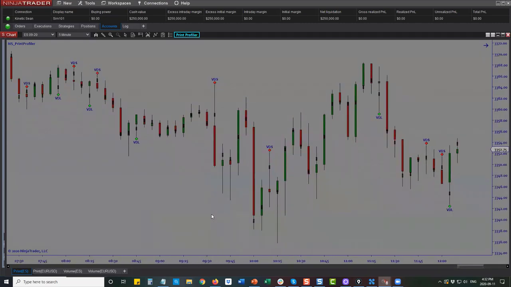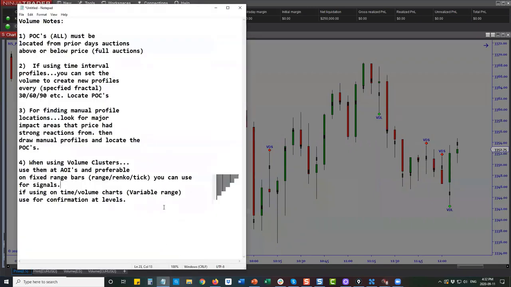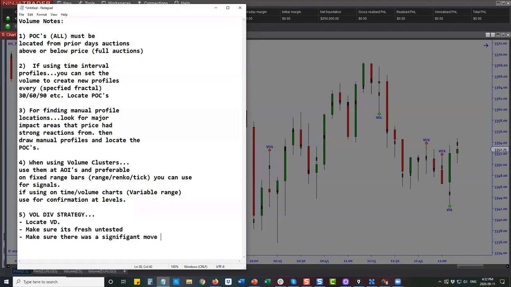The first rule is you need a significant drop in price, and it needs to be fresh. So I'm going to write some rules down here that you need to remember. The volume div strategy: locate volume divergence. The next step is make sure it's fresh, untested. Third rule is make sure there was a significant move in price. Pretty simple, no? You need to make sure there was a significant move in price and it was never tested. Does everybody understand that? I'm going to teach you what that means.